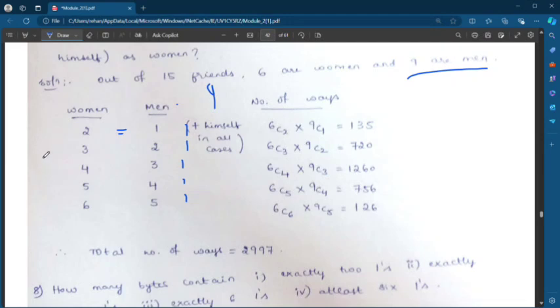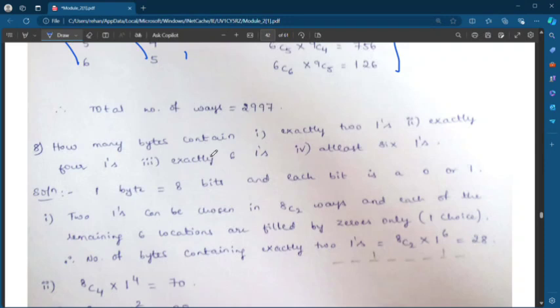Same way, how many total women are there? 6. We have to just do 6C2, 6C3, 6C4 like that. And here 9C1, 9C2, 9C3, 9C4, 9C5. You have to multiply these. A similar question was there. Then you have to add all this.